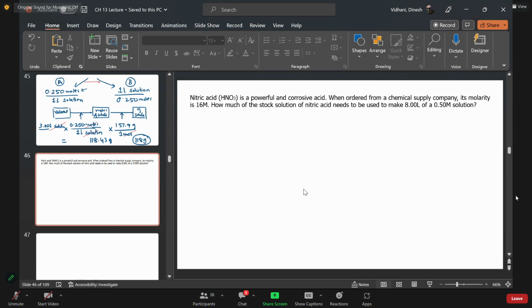Okay. So what do you guys think about this problem? Have you guys heard about the formula M1 V1 equals M2 V2? Have you guys heard about that formula before? You have heard about that formula, right? Okay. So let me go back here.